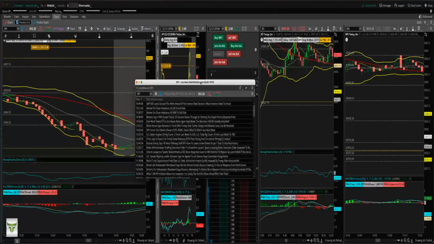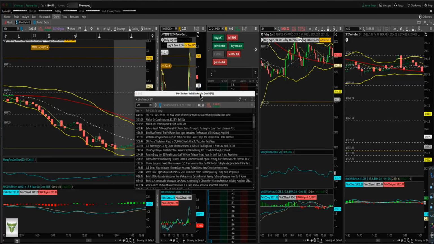And you can kind of see it right here. Let me bring this down so that you see it. When did it all start? Well, there you go, 5:30. Market on close imbalance, 190 million to the sell side. Market on close imbalance, 3.2 billion to the sell side, right?